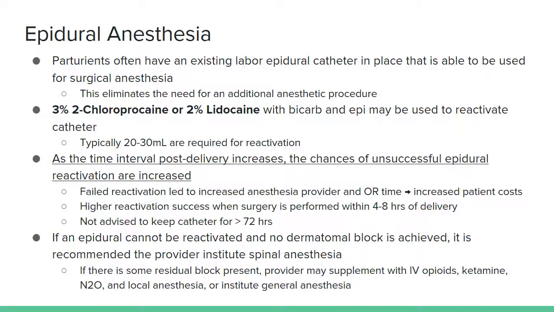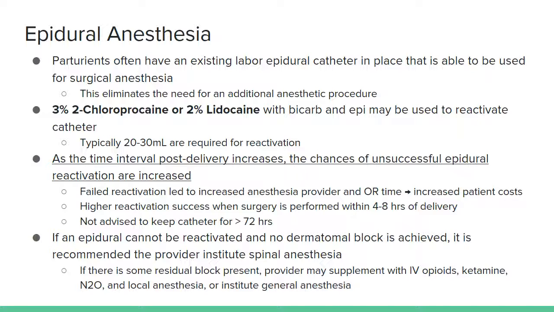Parturients typically already have a labor epidural in place that is able to be used for surgical anesthesia for the postpartum tubal ligation. This eliminates the need for an additional anesthetic procedure. Typically 3% 2-chloroprocaine or 2% lidocaine with bicarb and epi may be used to reactivate the catheter due to their fast onset. These local anesthetics typically require 20 to 30 mLs for reactivation.